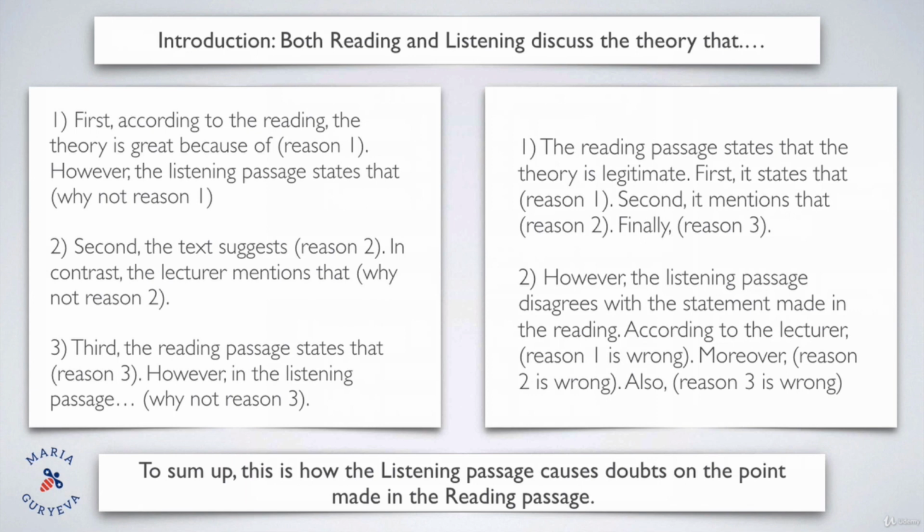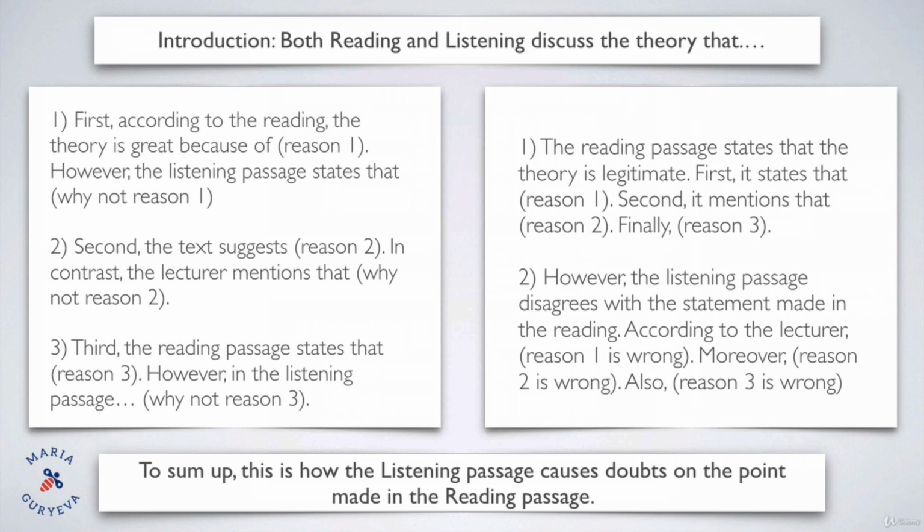So paragraph number 1. The reading passage states that the theory is legitimate. First, it states that, reason number 1. Second, it mentions that, reason number 2. Finally, reason number 3. Then we are moving to the second paragraph, where we are going to discuss the listening passage and everything it said about the theory.